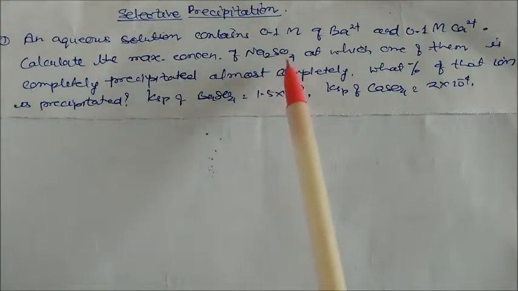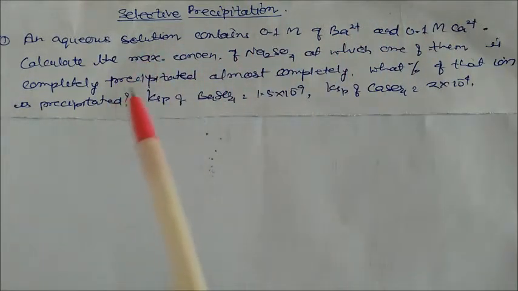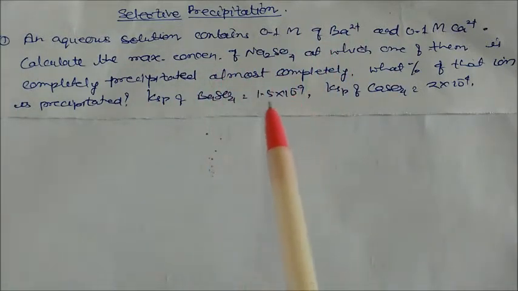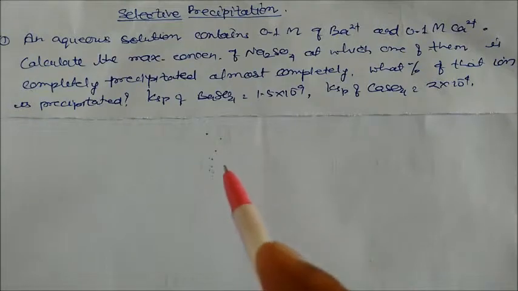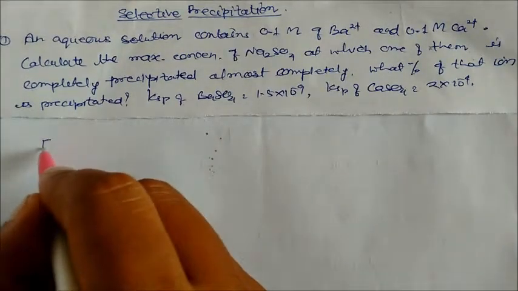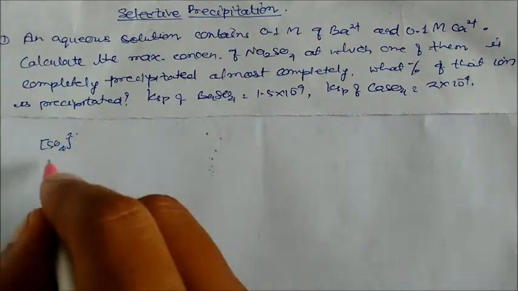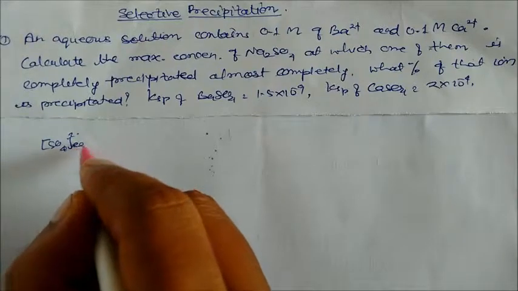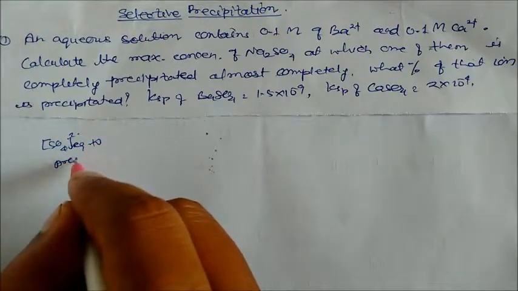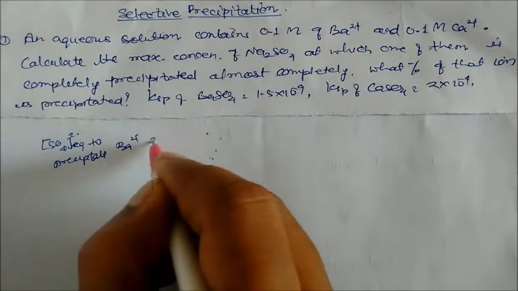When sodium sulfate is added, they become barium sulfate and calcium sulfate. Which will precipitate first? The Ksp is given, so from the Ksp we will find out which ion will precipitate first. First, what is the concentration of sulfate required to precipitate the barium ion? We can use the Ksp value.